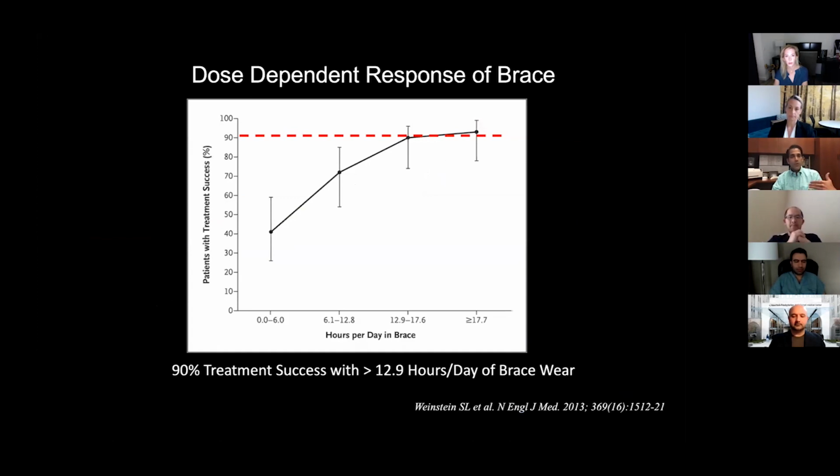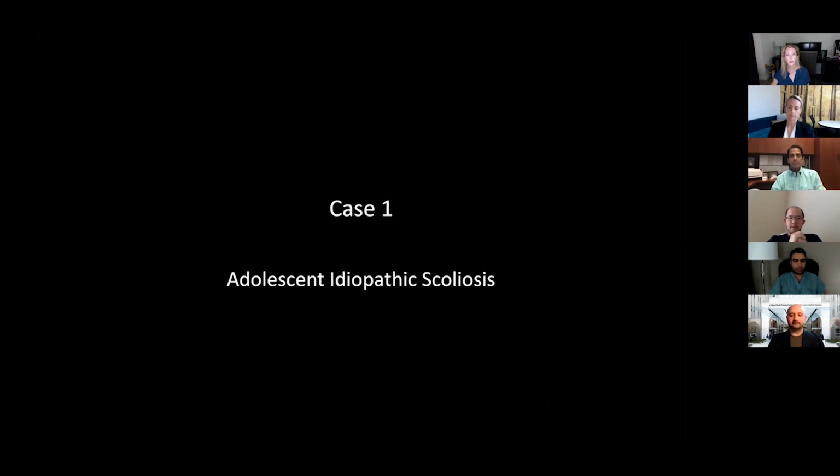Furthermore, there's a dose-dependent response of bracing. The more you wear the brace, the better effect you get. And so our goal now is to brace people full-time to get the best effect at avoiding surgery.